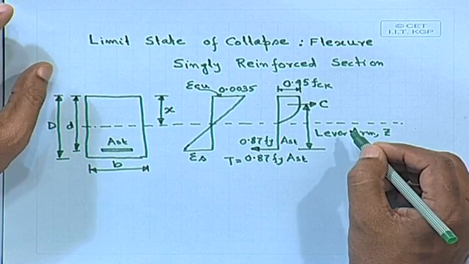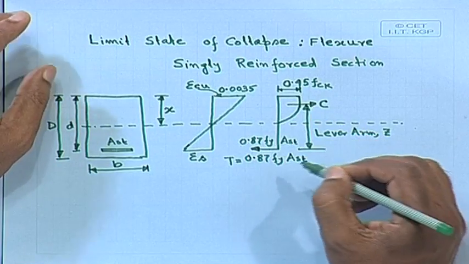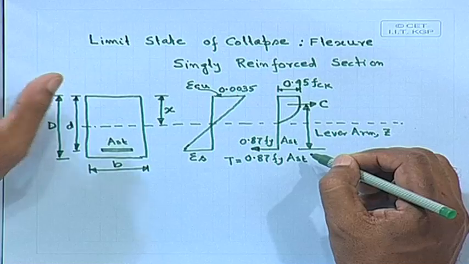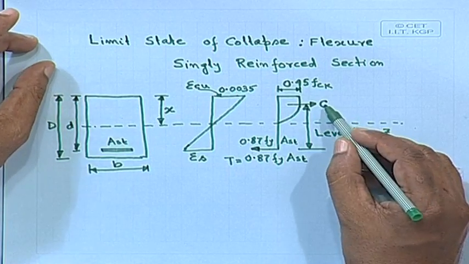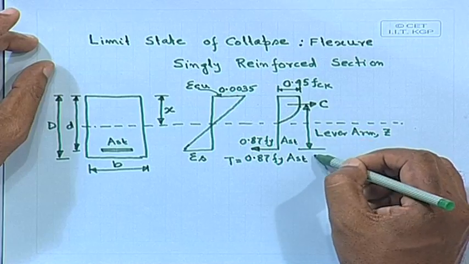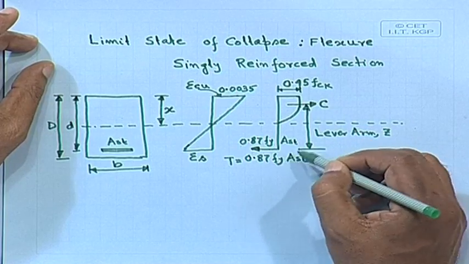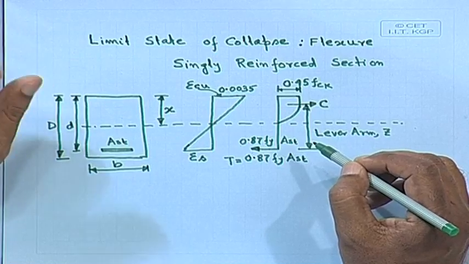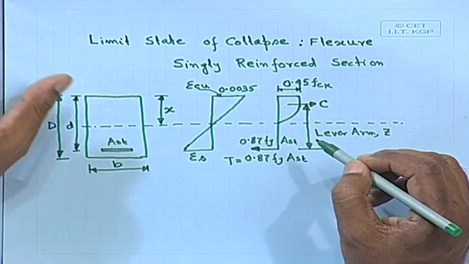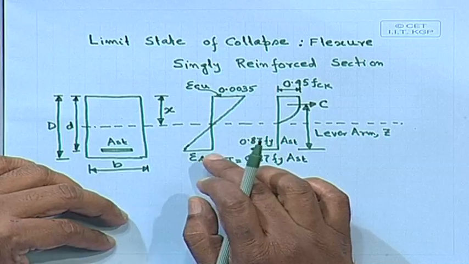Here also we shall consider the same lever arm, and it should be in equilibrium position, compressive force equal to tensile force, and moment carrying capacity nothing but compressive force times the lever arm or tensile force times the lever arm. Only the difference, the stress value, that portion is different. It will be different for this case because we are starting from the strain diagram.